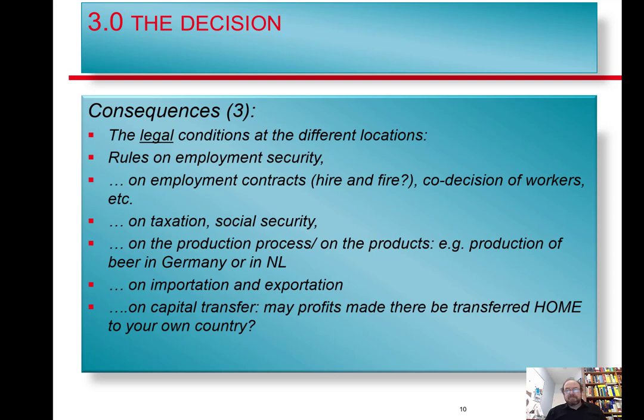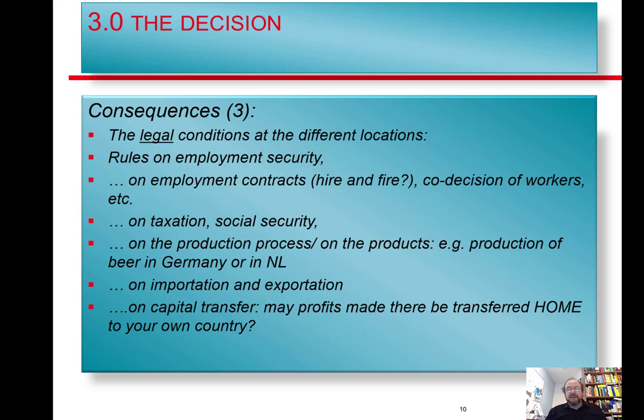Employment contracts. Can you employ people and hire them today and fire them tomorrow? Or do you have some social responsibility? And how much is that enforced by law? Is there the possibility to do everything with your workers what you like? Or do they have a right to co-decide? Or better, the usual term would be co-determination. So that you must involve them in decisions which affect the total number of employees or their working conditions.